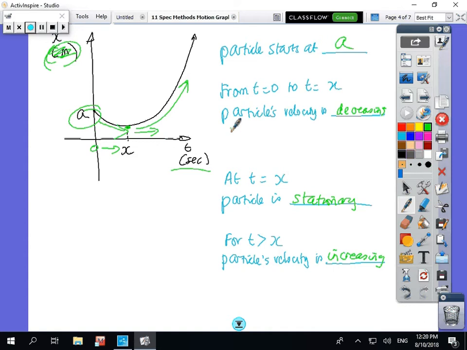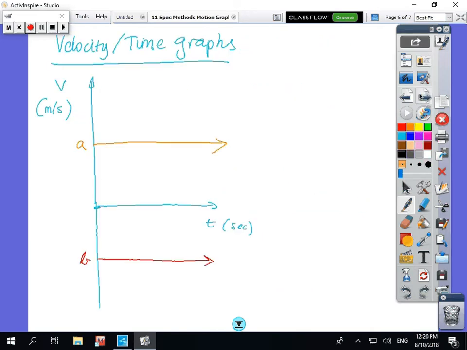Up here we could then go back and say the acceleration is negative because the particle is slowing down, and now we can say here the acceleration is a positive number. If the velocity is decreasing, the acceleration is negative. Copy that and come across.